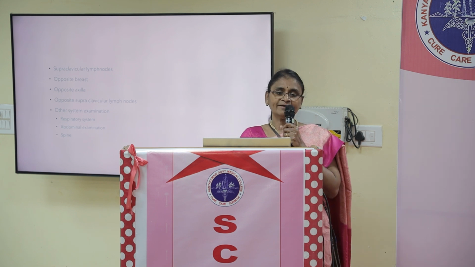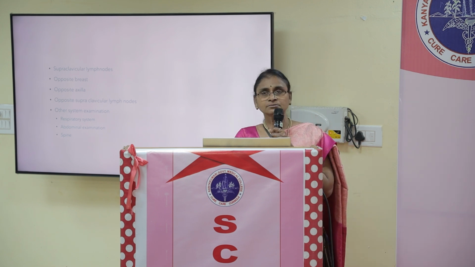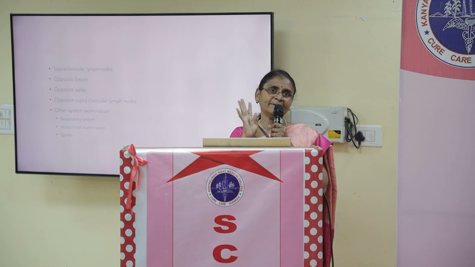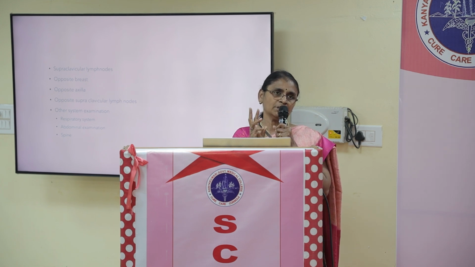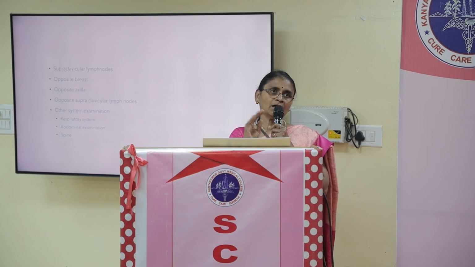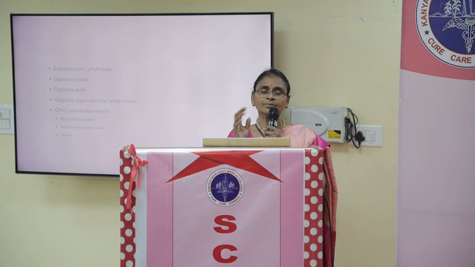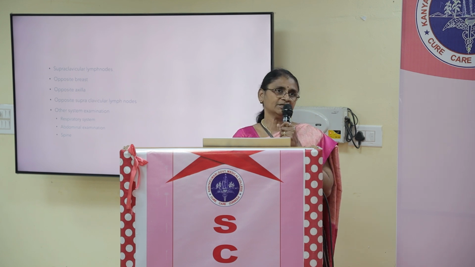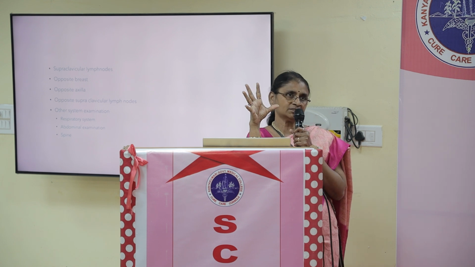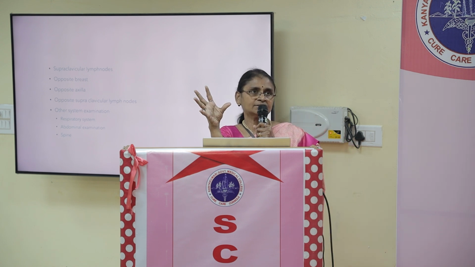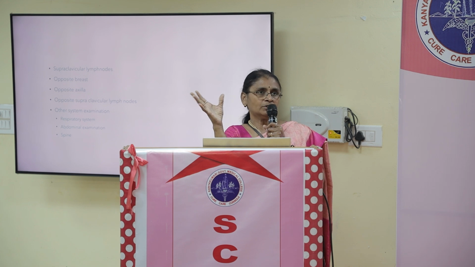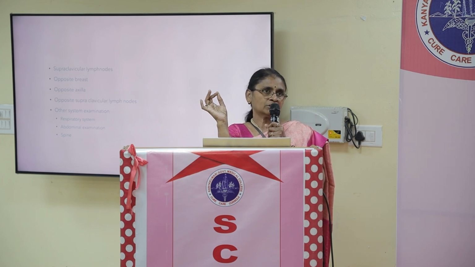Then look for the supraclavicular lymph nodes. Then coming to the opposite breast, again palpate all 4 quadrants, look for any lump, opposite axilla, opposite supraclavicular fossa. Then coming to other system examination, usually when you do a breast, the next system will be respiratory system or abdomen. In the abdomen you look for any hepatomegaly, ascites, any Krukenberg tumor.